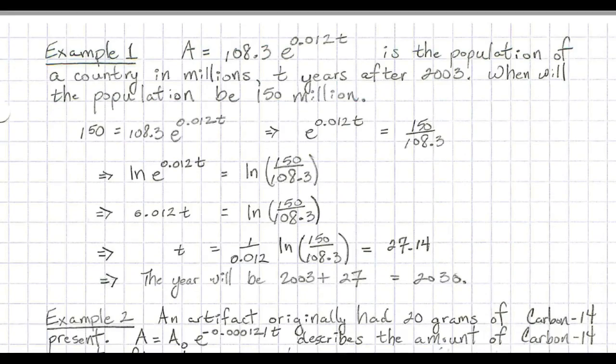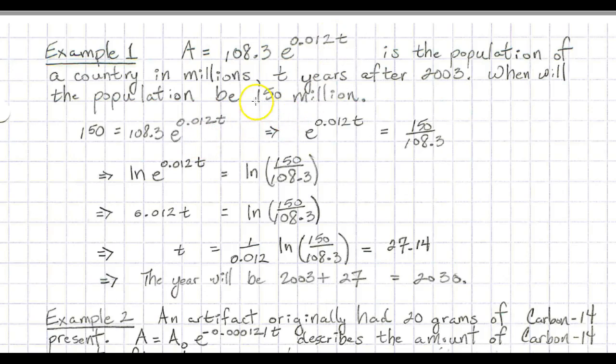In example 1, let's say we have an exponential growth problem where A equals 108.3 times e to the 0.012t. And let's say that's the population of a country in millions. So whatever answer we get here is in millions. T is years after 2003. When will the population be 150 million? We do know this is exponential growth because k, 0.012, is positive.